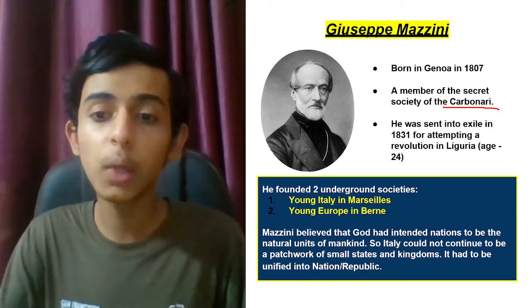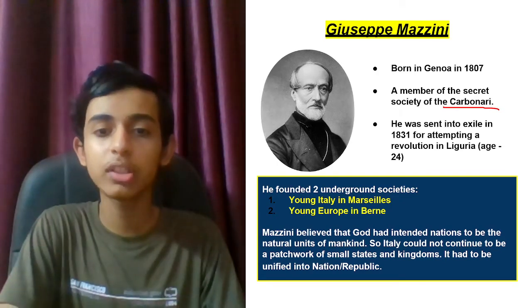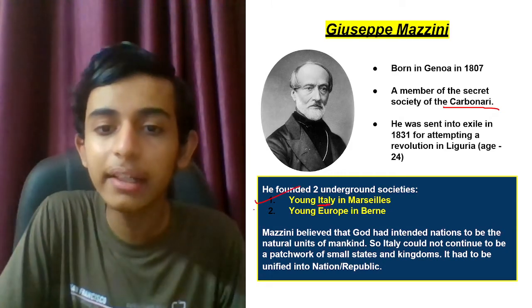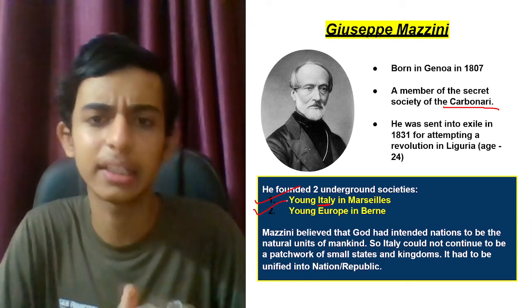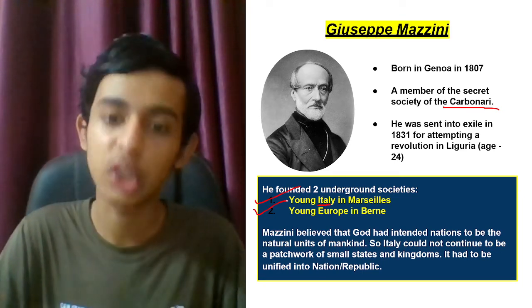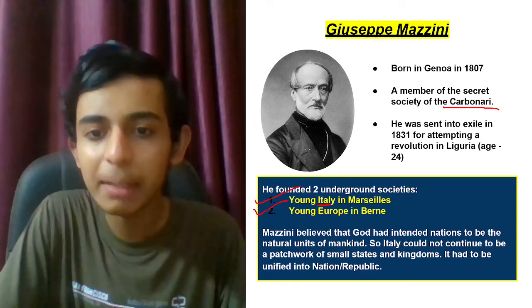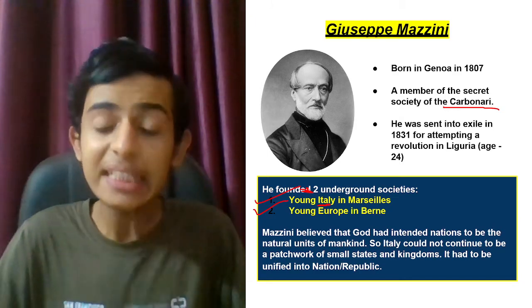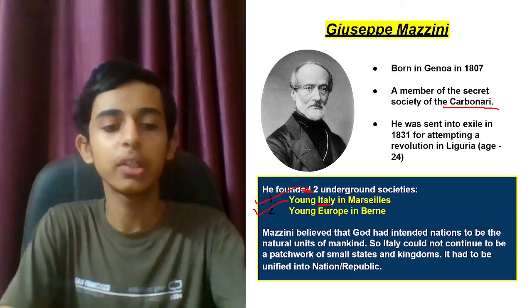And he founded two underground societies, very important. Number one, Young Italy in Marseille, because he was of Italy, and Young Europe in Bern, because Italy was in Europe. So these were the two secret societies which he founded. Now, Mazzini believed, now his beliefs, his ideology.